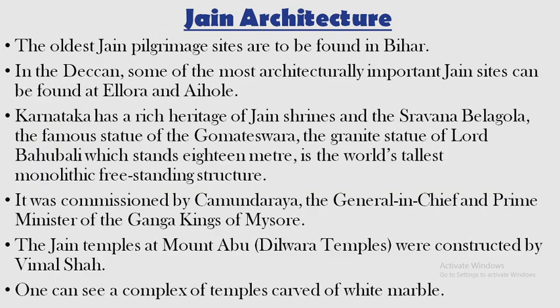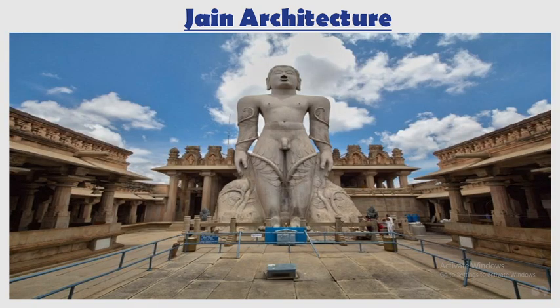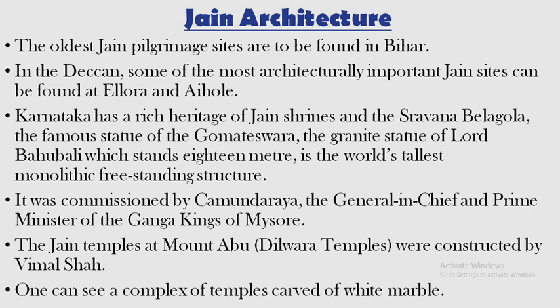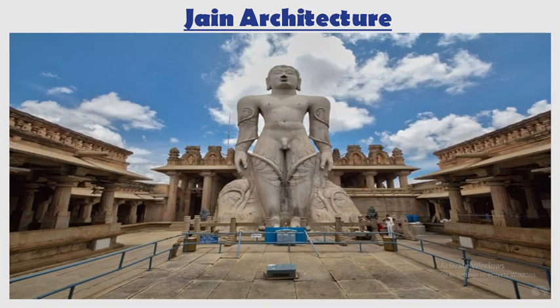Jains were also prolific temple builders like Hindus, and their sacred shrines and pilgrimage spots can be found across the country. The oldest Jain pilgrimage sites are said to be found in Bihar. In the Deccan, some of the most architecturally important Jain sites can be found at Ellora and Aihole. Karnataka has a rich heritage of Jain shrines, and at Shravanabelagola, the famous statue of Gomateshwara.